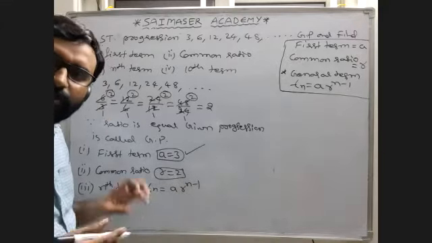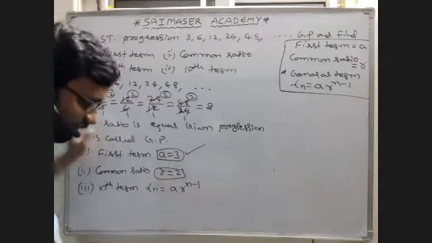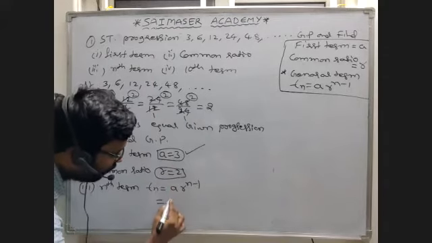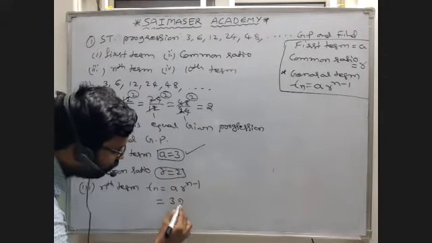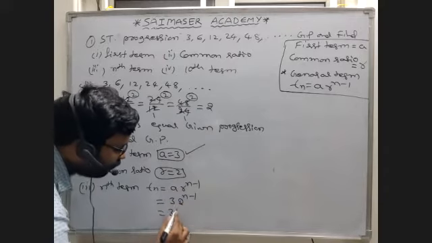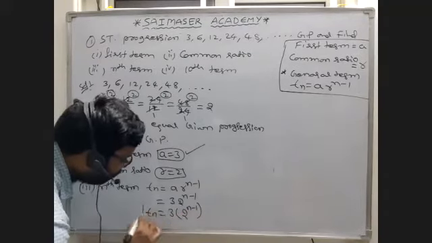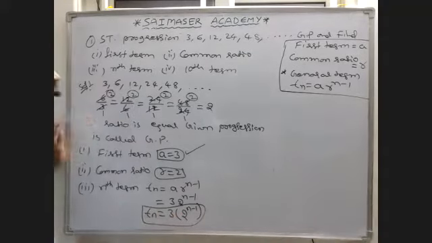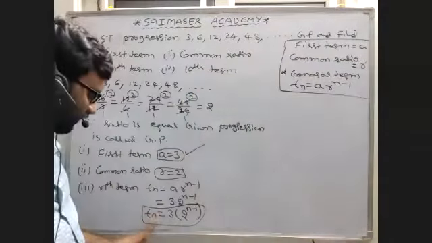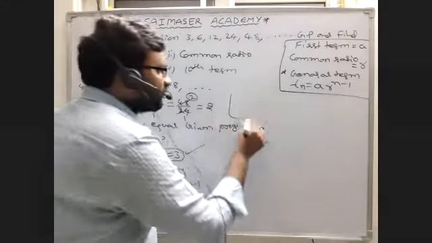So you have to substitute a value 3 and r value 2 here. That is, the nth term is a = 3, r = 2, power n minus 1. That is 3 into 2 power n minus 1 is the nth term for this GP. Lastly, what will we get? Tn is equal to 3 into 2 power n minus 1. This is the nth term.